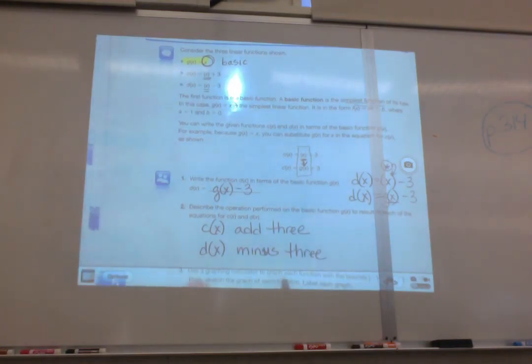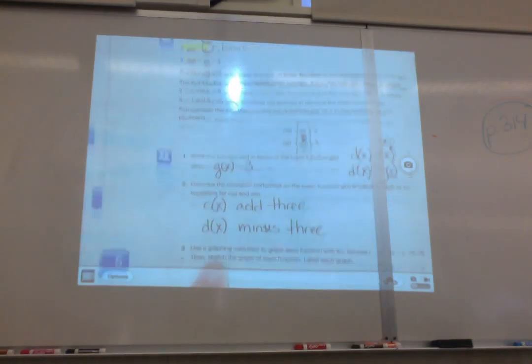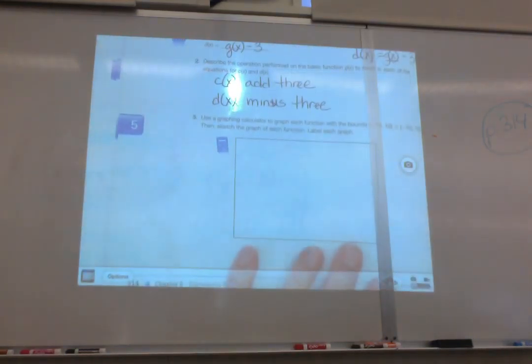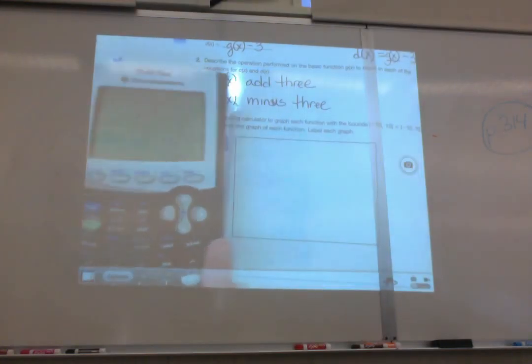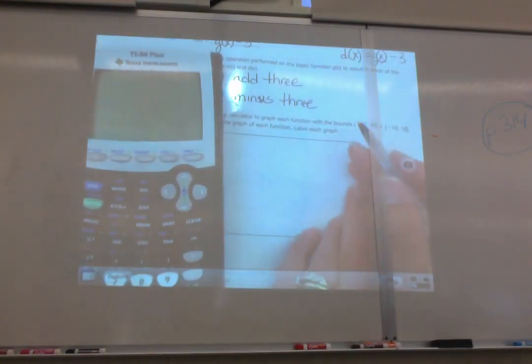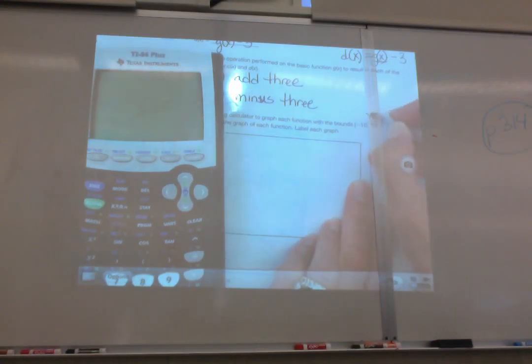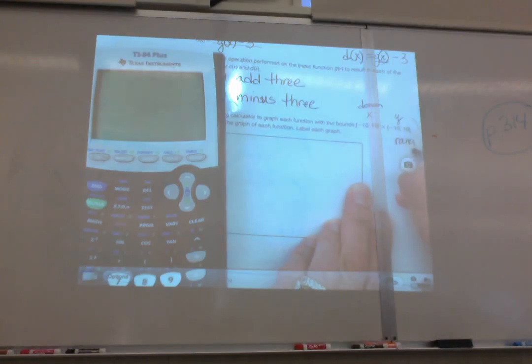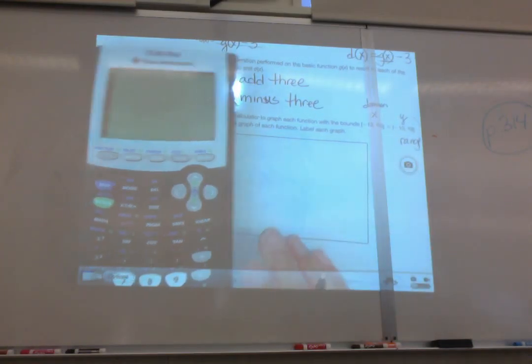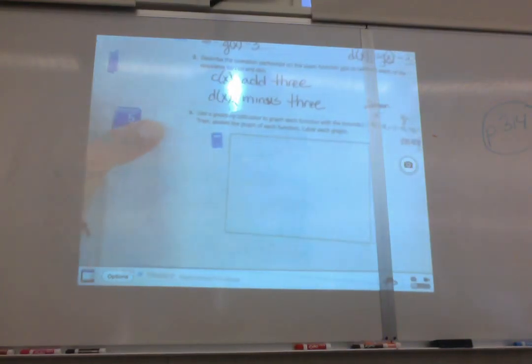Okay, using the graphing calculator, graph each function within the bounds of minus 10, 10, minus 10, 10. Then sketch a graph of each function. All right, so let's go to our calculators. They gave us the window. That's what these bounds are for. These are the x values. These are the y values. We call this the domain. What is the range of x's? We call this the range. What is the top and bottom y's? Okay, so domain and range.